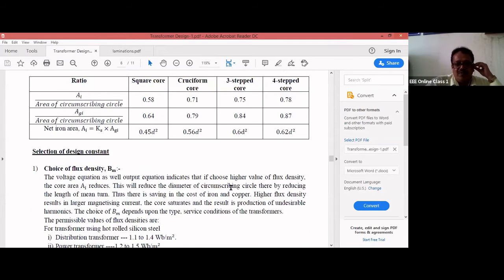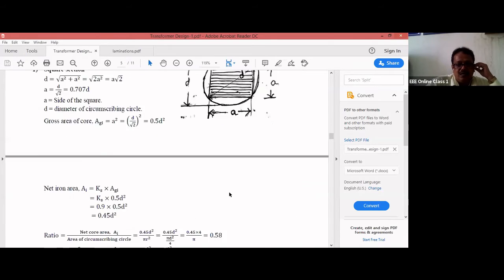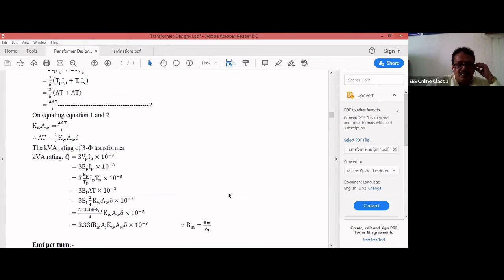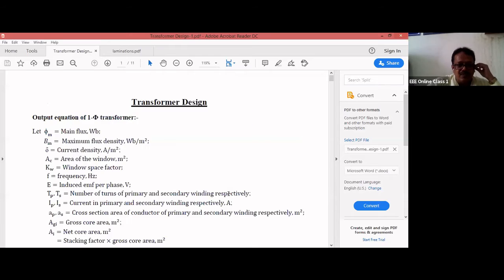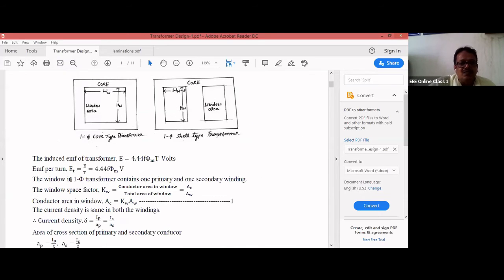If I go back to the derivation, what is the induced EMF here? Induced EMF is equal to 4.44 f phi m. Phi m you can replace with Bm into AI. Bm is nothing but flux density. AI is nothing but the area of the core, what I have shown here, square core or cruciform core. AI represents the net iron area of the core.